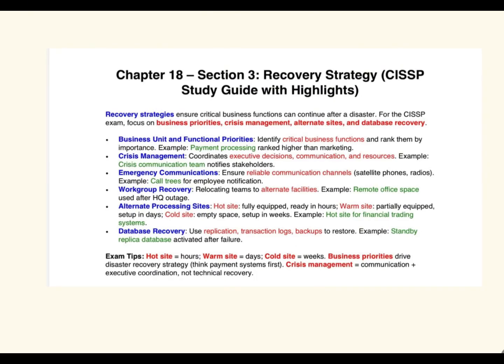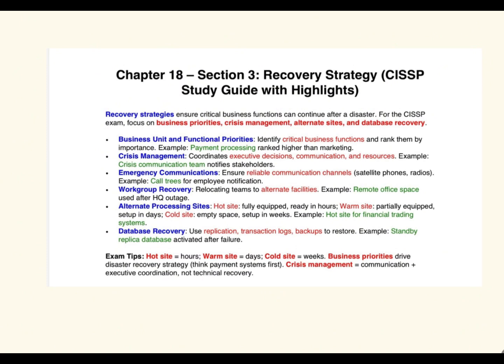In this session, we will discuss recovery strategy, another important topic for the CISSP exam. Recovery strategies ensure critical business functions can continue or be restored after a disaster. So, the CISSP exam focuses on business priorities, crisis management, emergency communication, alternate sites, hot, warm, and cold. We will discuss them one by one, and database recovery.